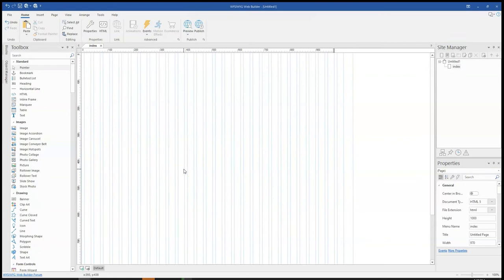In today's tutorial, we are talking about the Polygon and the Scribble tool in WYSIWYG Web Builder. If you know what a polygon is, it basically allows you to draw shapes having sides. So basically, that's the basic way you can look at polygons.